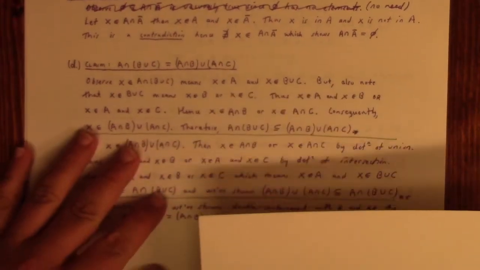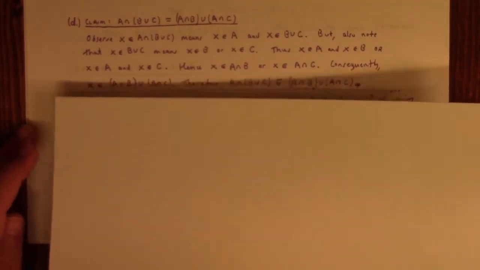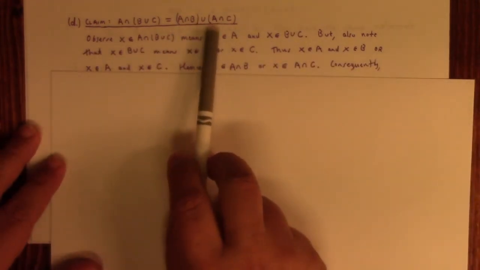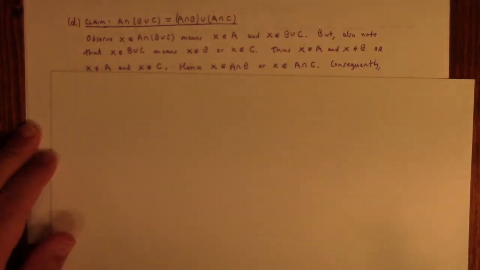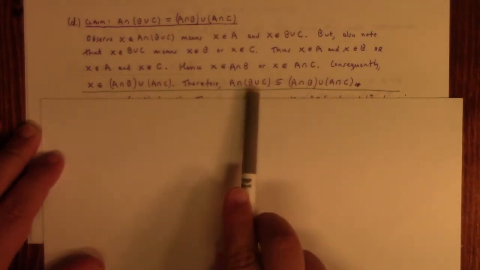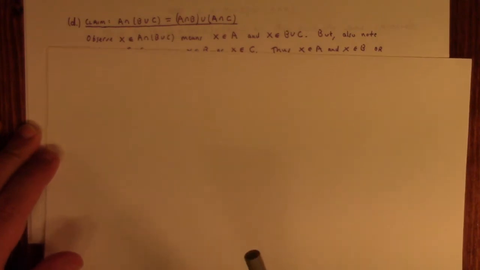All right, here's a little one. Here's one that's a little bit more substantial, perhaps. This is the distributive property, one of them. So claim that A intersect (B union C) is (A intersect B) union (A intersect C). So I'm going to give a proof by double containment. I'm going to start out by trying to prove that A intersect (B union C) is a subset of (A intersect B) union (A intersect C), star, all right?